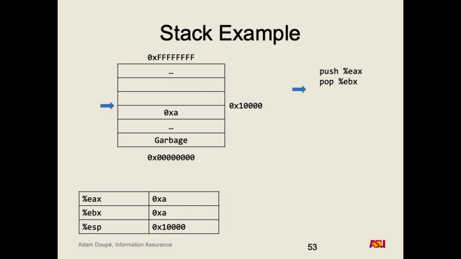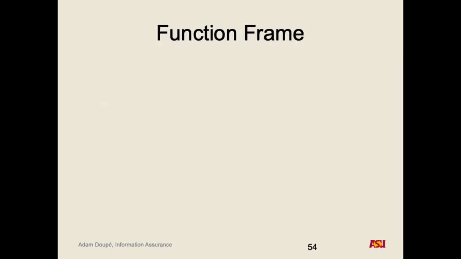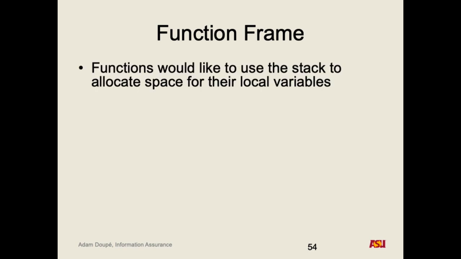Okay, so this is just a basic example of how the stack works. Now we need to understand function calls. To understand that, we're going to look at the concept of function frames. Some of you are currently in 340, so this should be a little bit of an overview, but we'll see how it actually happens on an x86 platform. Functions want to use the stack to essentially allocate space for their variables. So when you call a function that has a local variable and that function returns, how can you reference any of those local variables?